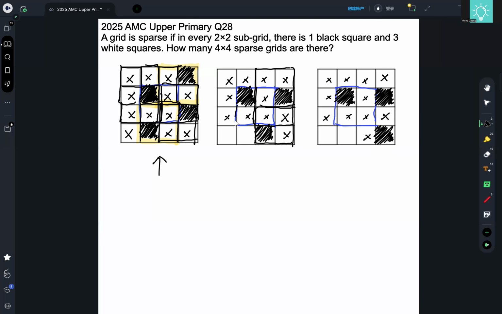Now, we look at this case and look at the bottom middle subgrid. We already have a black square here, so this one must be white. And now we look at the bottom left, we have three white squares, which means this square must be black. And similarly, we can go to this subgrid here and we see that we have three white squares, so this one must be black. And on the bottom left, we already have a black square, so this one must be white. And we have found all the solutions for this square being black. So if this square is black, we have three grids.